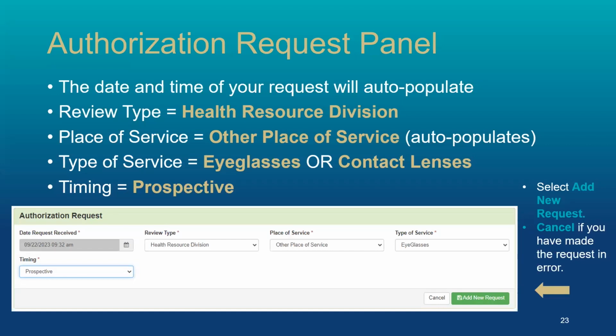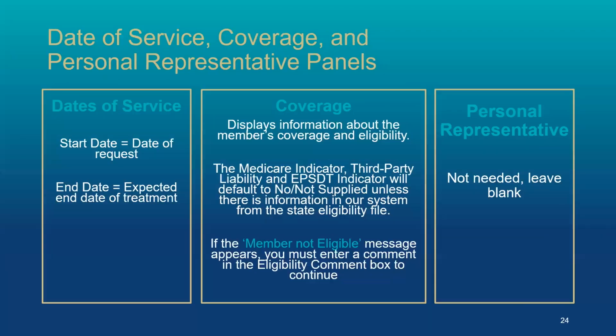And then once that is filled in, you're going to hit the green Add New Request button. If for some reason at this point you realize, oops, I've got the wrong person, you can hit cancel and go back. This will take just a second once you hit the Add New Request button because it is now formulating the rest of the panels based on what you selected here and what information is needed.